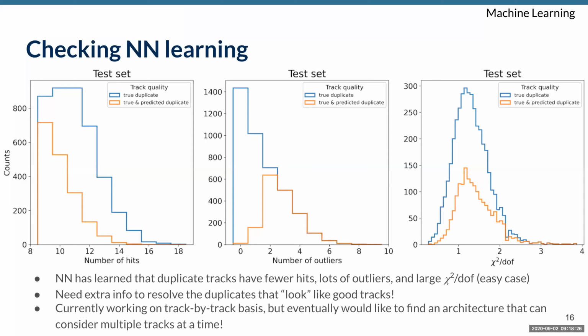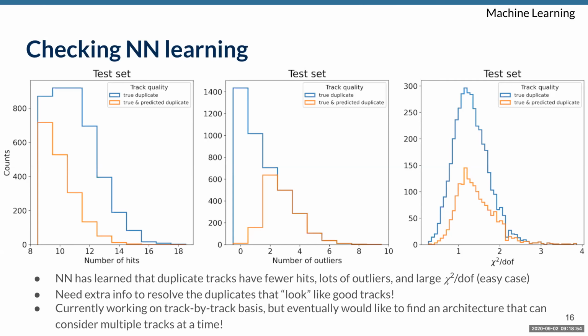One other thing that I'd like to mention here is that currently we're using the network to make our predictions on a track-by-track basis. So we show it one track and ask it to predict whether it's a good track or a duplicate track. But a very interesting idea for some further exploration in the future would be to develop a network architecture in which the network can pick out the best track from a set of multiple track candidates.